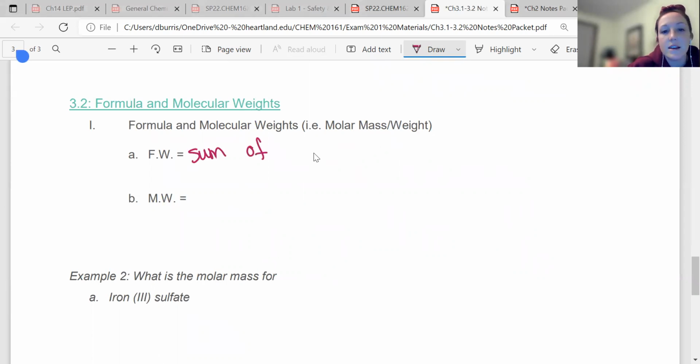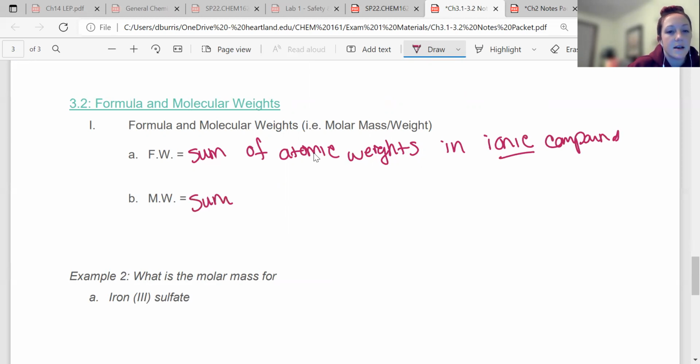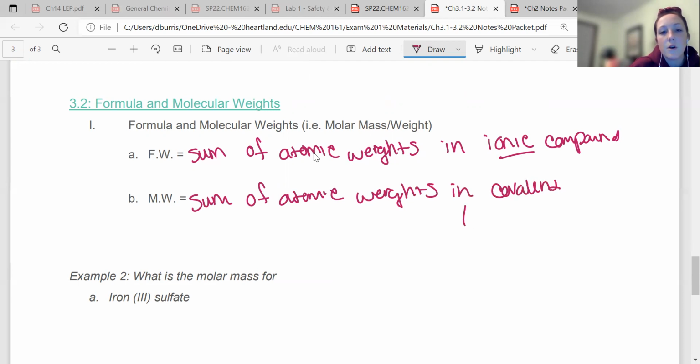So how do I find these? It's the sum of the atomic weights, right? Those numbers from the periodic table that have decimal points. This is for an ionic compound. And molecular weight is the sum of atomic weights in a covalent or molecular compound, same thing. Okay, so if you're thinking about water, we did that one earlier. We found the molecular weight of water. It's the weight of the molecule.